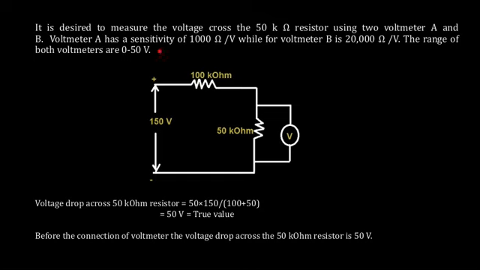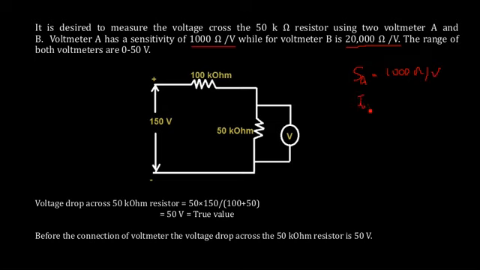So in this example, it is decided to measure the voltage across 50 kilo ohm using two voltmeters, A and B. A has a sensitivity of 1000 ohms per volt. So this is how you specify your sensitivity, and B has 20,000 ohms per volt. Now the range of the voltmeters is 0 to 50 volt. Now from this data, the sensitivity of A is 1000 ohms per volt.